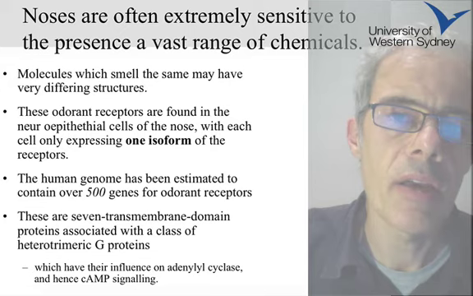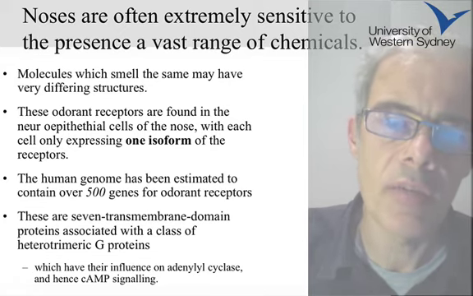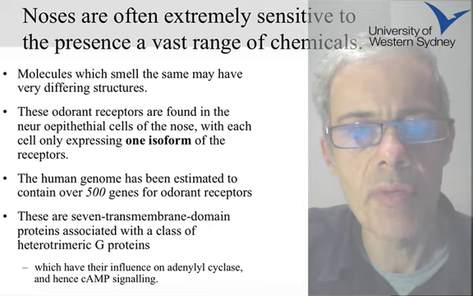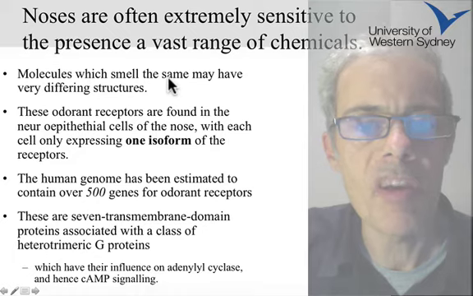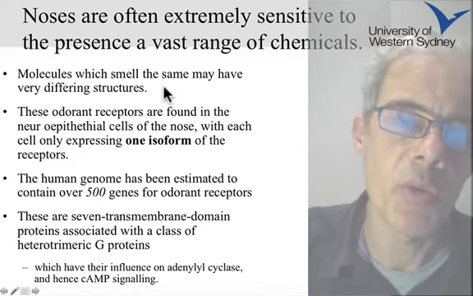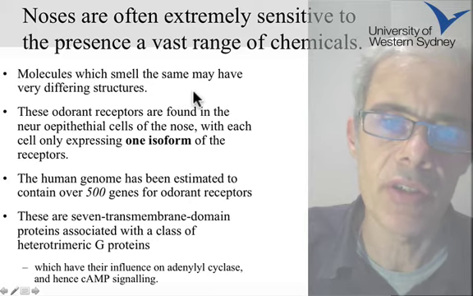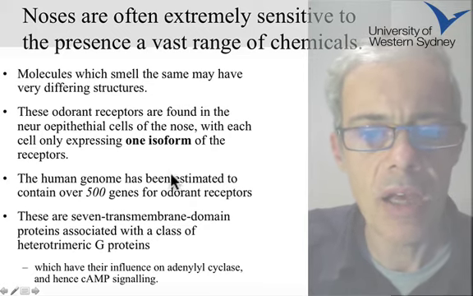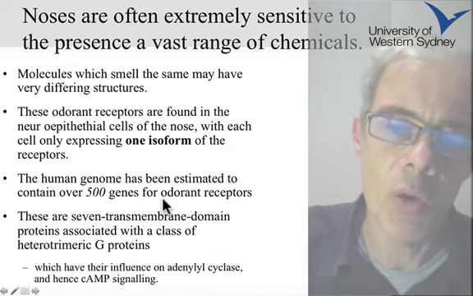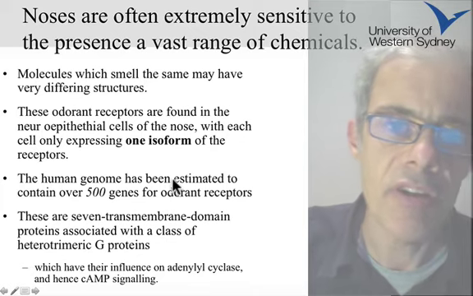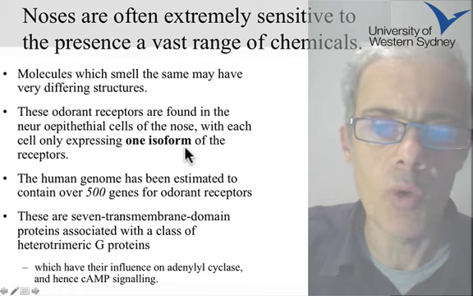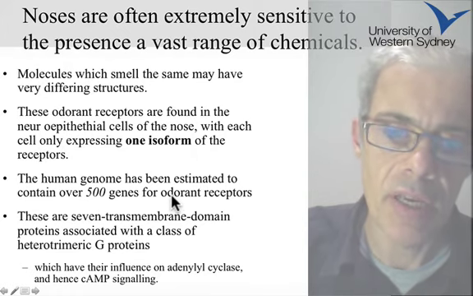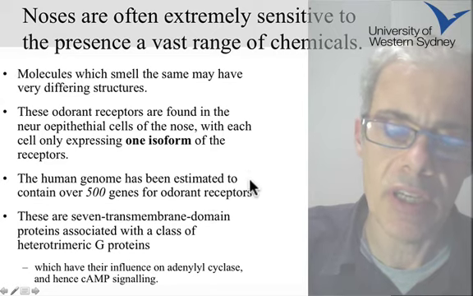So it turns out that in addition to the perception of light, the G protein coupled receptors are also involved in the perception of smell. Now, there are a large range of molecules which we can detect as smells, and these have very different structures. And it turns out we have a large collection of genes. We have over 500 genes which code for odorant receptors. And various cells in the nose express one isoform of these 500 genes, and therefore are sensitive to a particular type of smell.